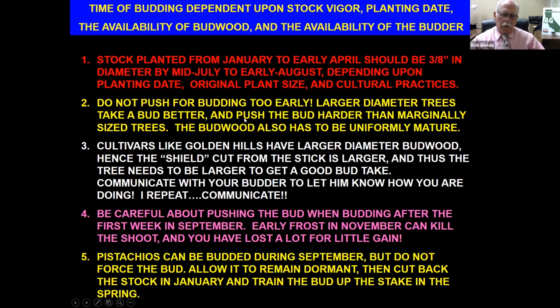Don't push your budding too early. You're better off to have a little bigger tree, closer to 1/2 inch, in order to get a good bud take, especially with Golden Hills. Craig has taught you that the shield on Golden Hills is bigger. So you want to have a little bigger tree. And then when you put that bud into the tree, it pushes better, and you wind up with more uniform growth and higher vigor to achieve the scion all the way up the top of the stake for their first growing season. I've talked about the larger budwood in Golden Hills and the shield, and thus the tree needs to be a little bigger.